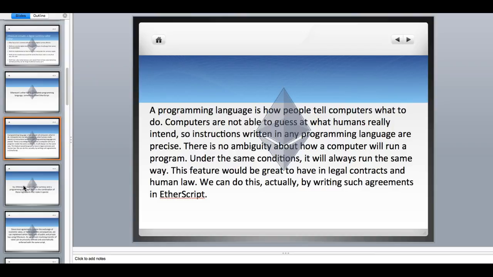Again, Ethereum is a decentralized application for creating smart contracts, all right? And if we were using these types of smart contracts in human law and in legal contracts as of today, then there wouldn't be all of the controversies and things that we have in the news today, right?